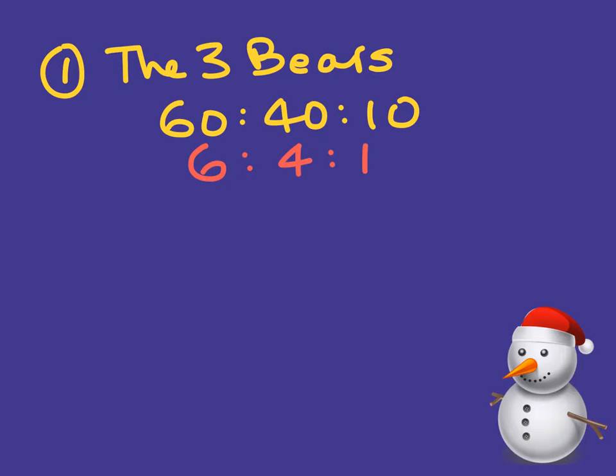Now baby bear's porridge was 15 degrees, so if we put the 15 degrees in for baby bear, then we should be able to work out how much the middle bear and the other bear is.